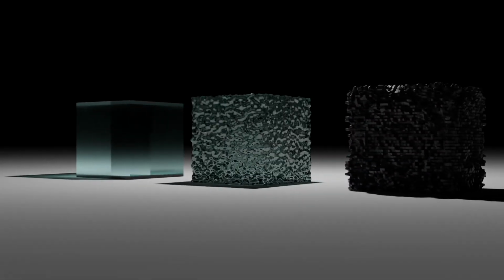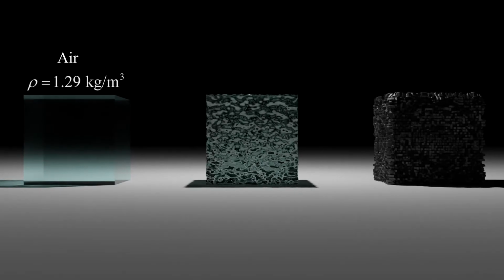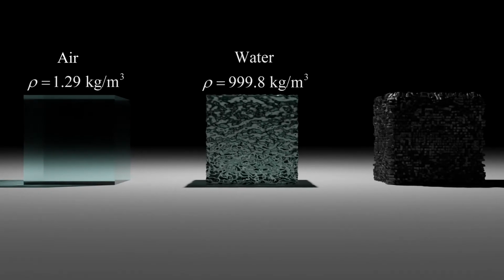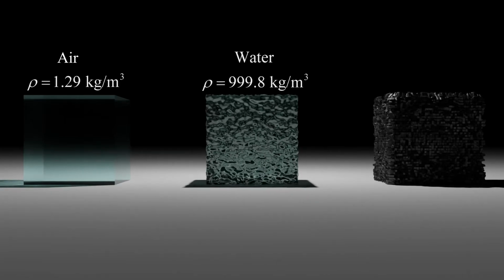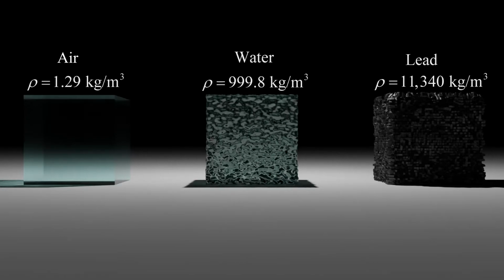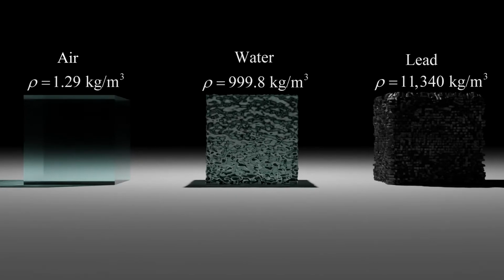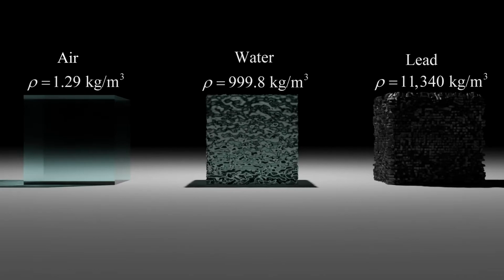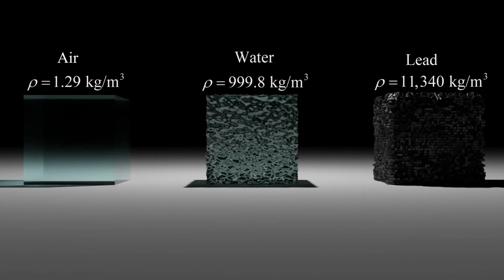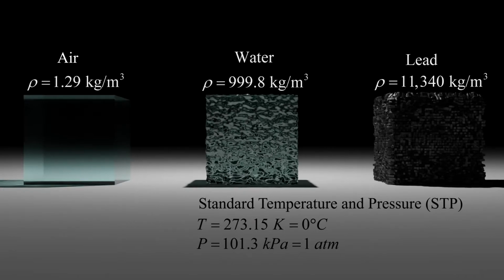A few examples of different material densities are that of air, with a density of 1.29 kilograms per meter cubed, water with a density of 999.8 kilograms per meter cubed, and lead with a density of 11,340 kilograms per meter cubed. These measurements for density were taken at standard temperature and pressure, or STP for short.